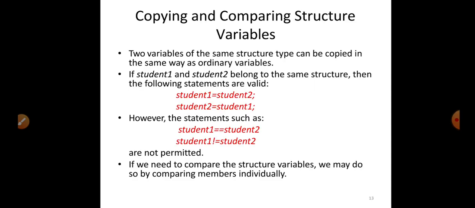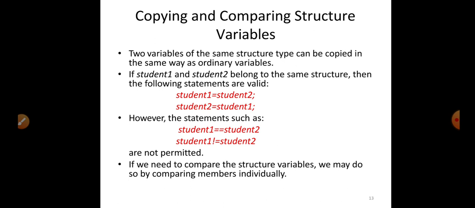Two variables of the same structure type can be copied in the same way as we copy basic variables. For example, student 1 and student 2 belong to the same structure student. Then we can write student 1 equal to student 2 or student 2 equal to student 1.